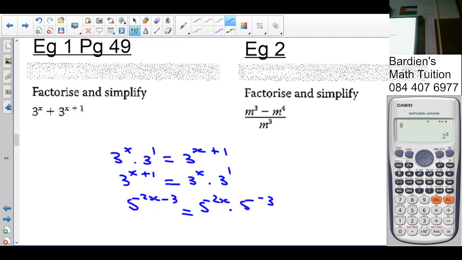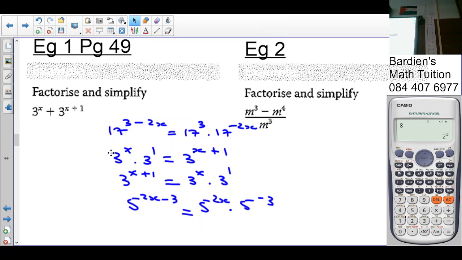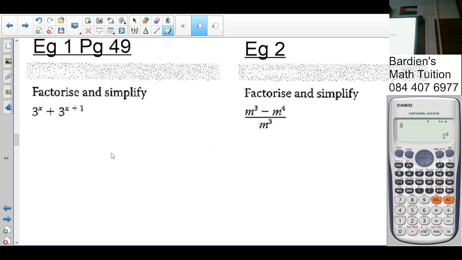You guys understand? What if I got 17 to the 3 minus 2x? What would that be? 17 to the 3 times 17 to the negative 2x. You all understand? So I'm going to use that idea now to simplify this out.